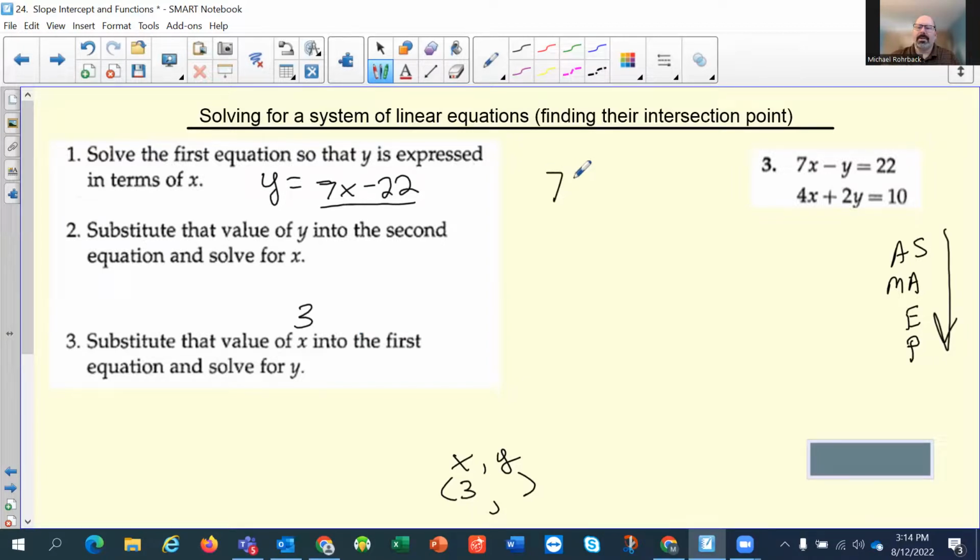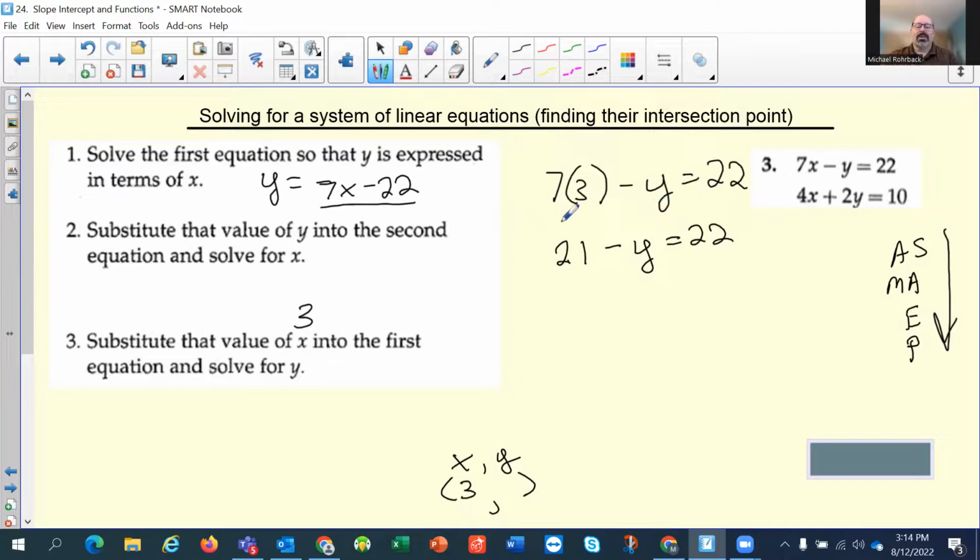7 times 3. Oh, all right. Now I see what I did. I did 3 minus y in parentheses, and it's not 3 minus y, it's 7 times 3 minus y. And this is going to happen to you all the time. Don't worry about it. 7 times 3 is 21. You'll get the hang of knowing when you did something wrong. You'll get that little feeling, right? You get that feeling. Like I just got that feeling.